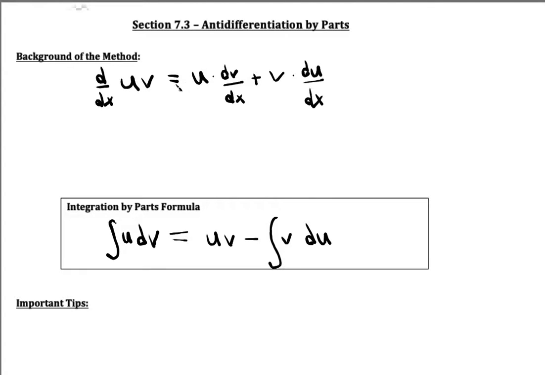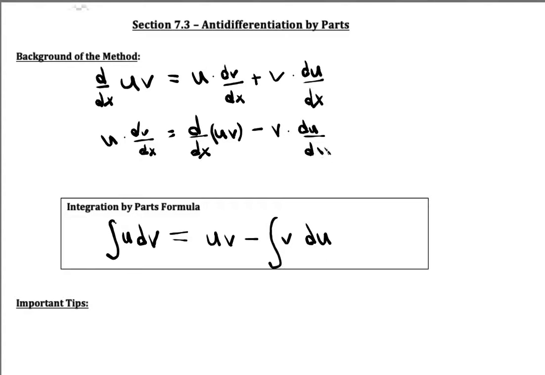The next step is to isolate the term u times dv dx on the left-hand side. I'm going to subtract v times du dx from both sides and rearrange it so that this is on the left. Algebraically, convince yourself that this is true, but it ends up looking like this: u dv dx equals d dx of u times v, put in parentheses to make it clearer, minus v times du dx.